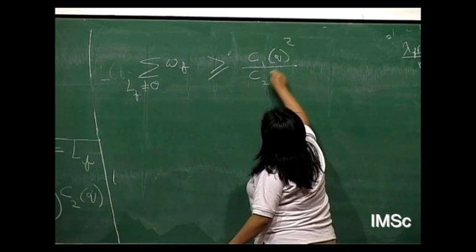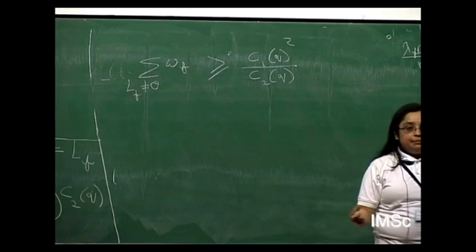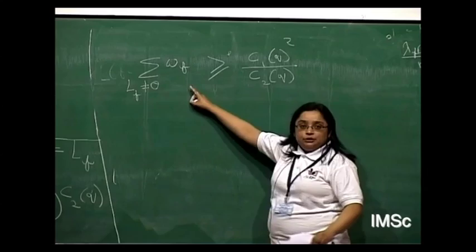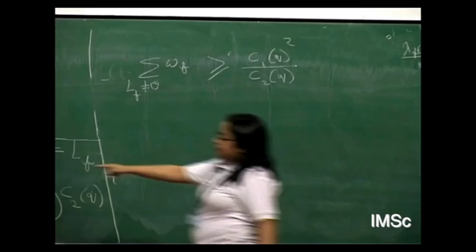Okay, and if you could show that as Q goes to infinity, this tends to some positive absolute constant, then you have answered your question. You have found a lower bound for this quantity over here. And we apply the same technique to the L functions, the Rankin-Selberg L functions.